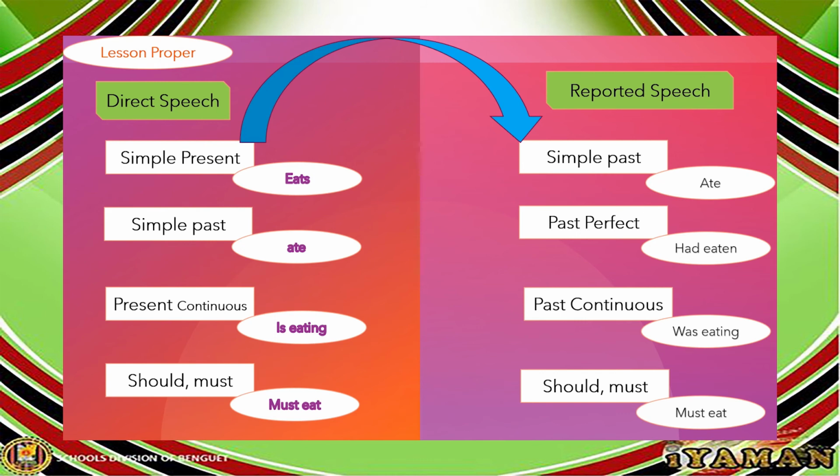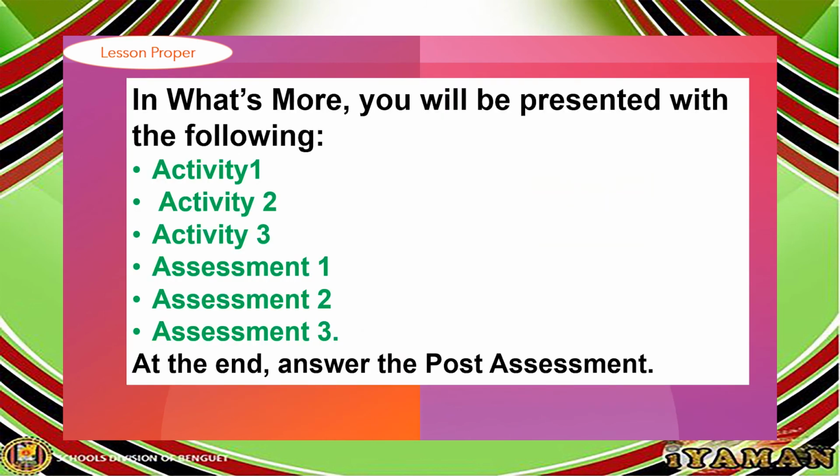In the succeeding parts of the module, you are going to answer the following. We have activity 1, 2, and 3, and at the same time, you also have assessment 1, 2, and 3. At the end of the whole module, you are expected to answer the post-assessment, in which we're going to see how much you have mastered the competency.